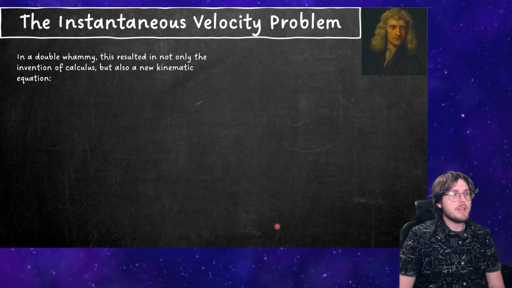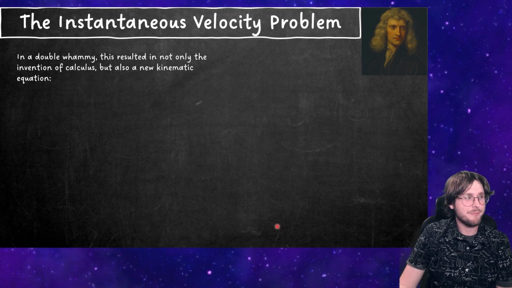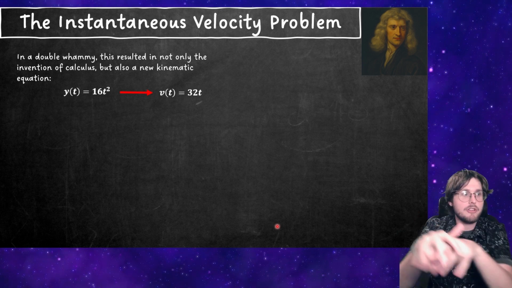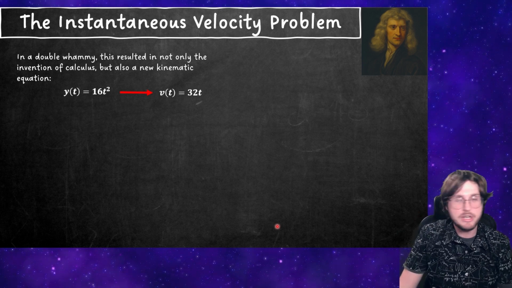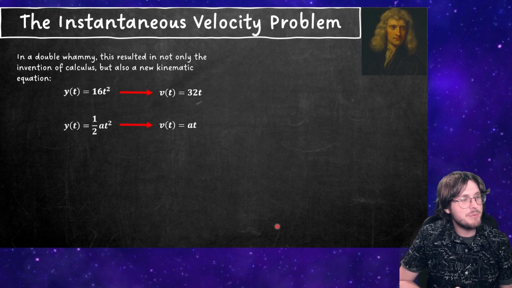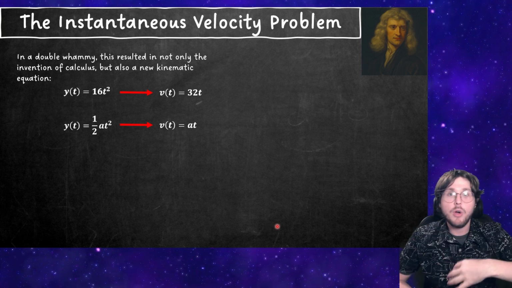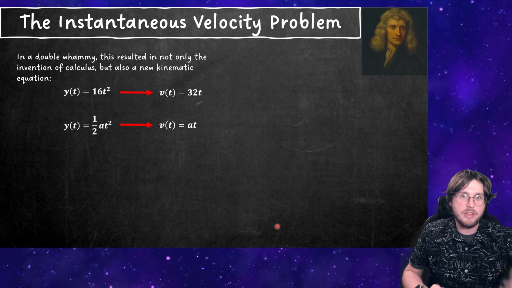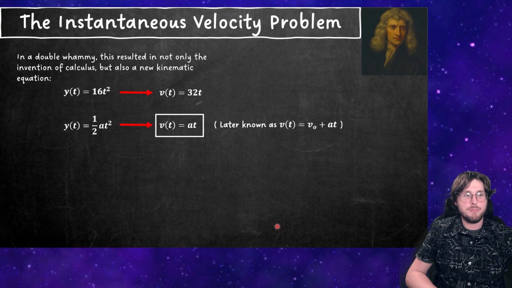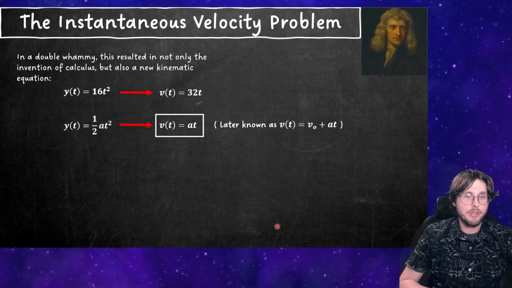So in a double whammy, this resulted not only in the invention of calculus, but it also gave us a new kinematic equation. Because if we look at our functions here, we've got 16t squared transforming into velocity equaling 32t. If we generalize that a little bit, then we'll notice that our position function is basically 1/2 at squared, and that's transforming into another kinematic equation, v of t equals acceleration times time, which would eventually be known as v of t equals v naught plus at, or the Vogt equation.